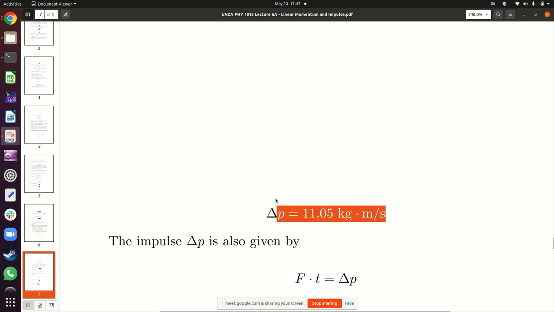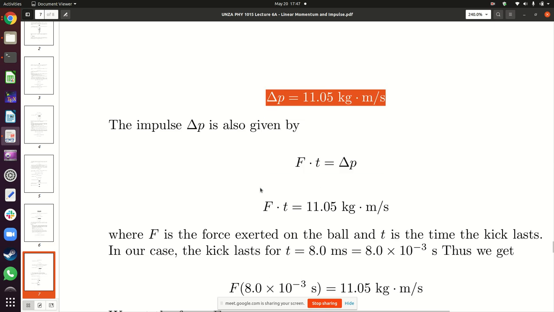So this change in linear momentum, as you can see here, is positive. This positive value tells you that this ball gained motion as a result of being kicked. And that is what we see when people are kicking footballs. When they kick a football, that football gains motion. So the amount of motion it gained after being kicked was 11.05 kgs meters per second. And this is what we call impulse.